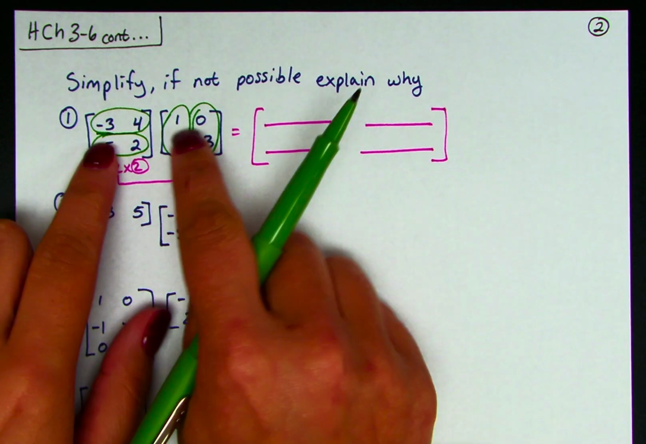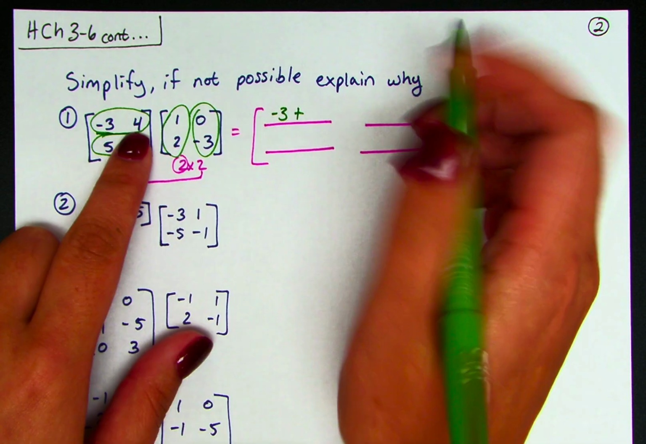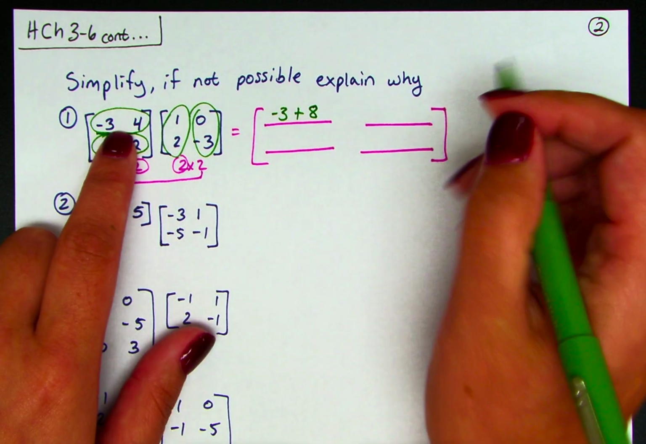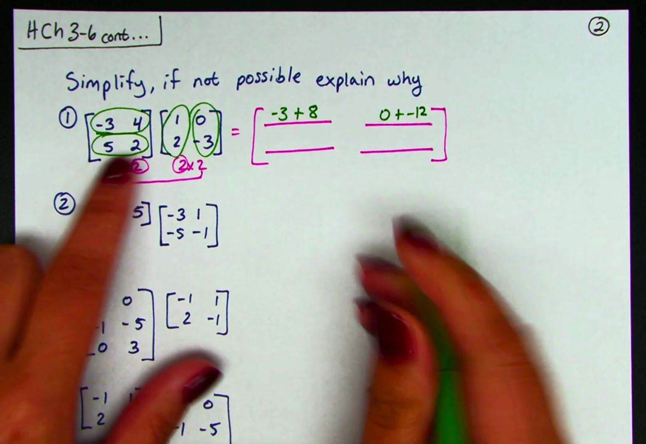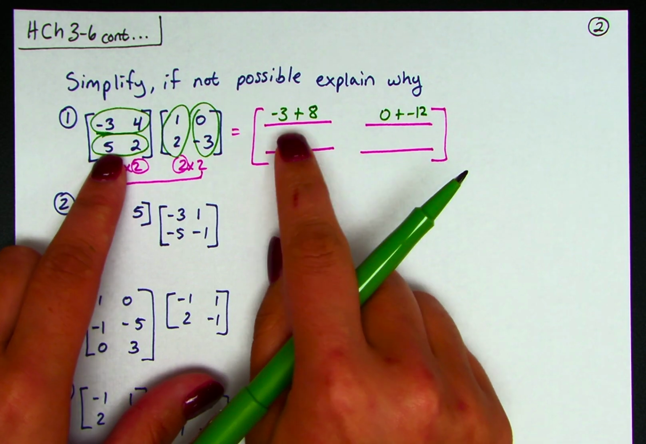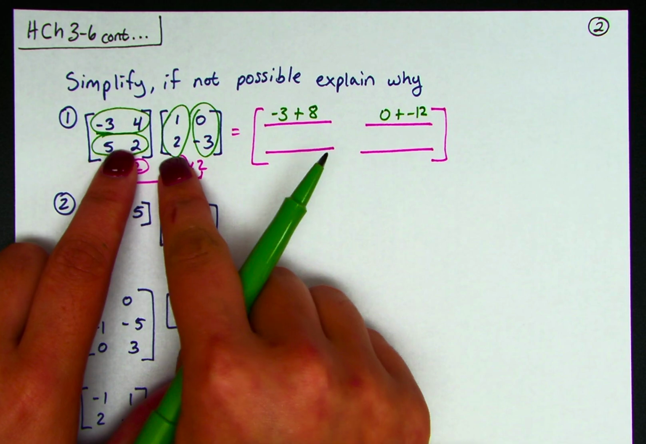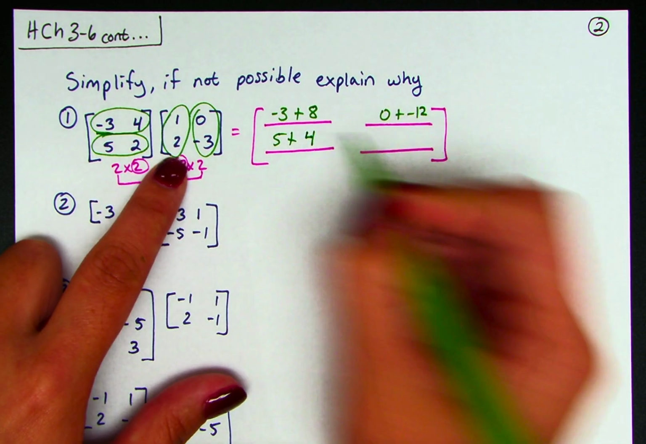Okay. So -3 times 1 is -3, plus 4 times 2 is 8. Then moving on, so now I'm using this column. So that will be 0 plus -12. And then here I'm in the second row, first column. So now I'm using the second row of that first matrix, first column of the second. 5 times 1 is 5. 2 times 2 is 4.